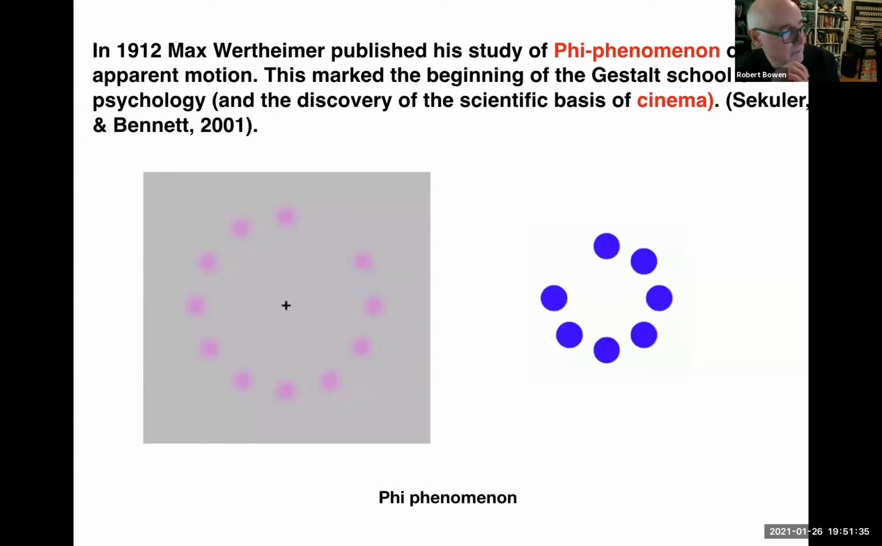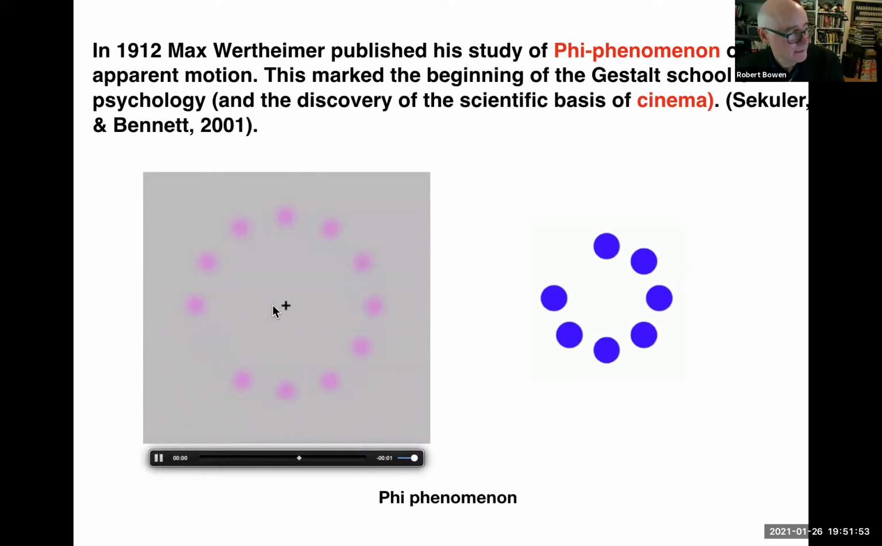So, Gestalt Psychology starts in 1912, and Max Wertheimer publishes his study on the phi phenomenon, which is essentially all the same thing. This is the illusion that is behind cinema.